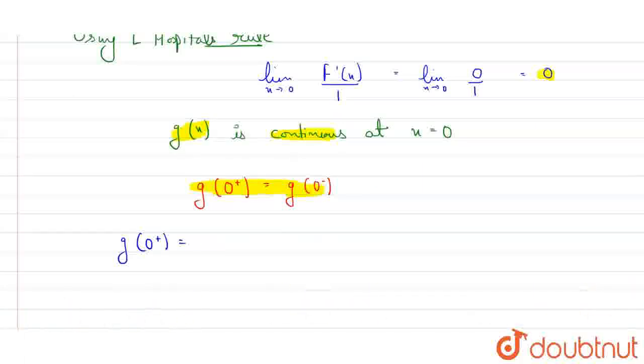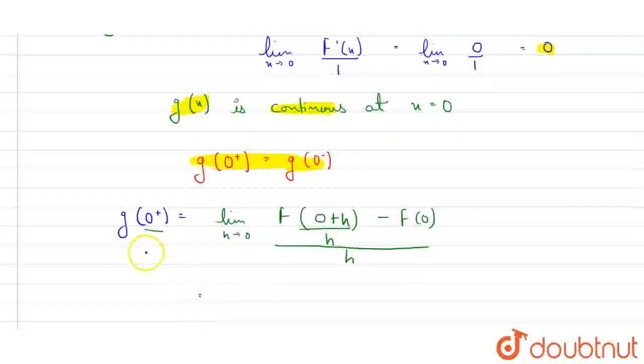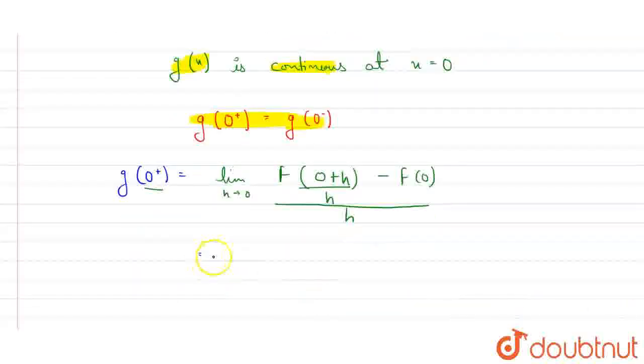We have a direct formula for this. Let me write that formula. It is equal to the limit as h tends to 0 of [g(0 plus h) minus g(0)] divided by h, which is checking whether g(x) is differentiable or not. So the limit as h tends to 0, 0 plus h is h, so f(h) upon h, and f(0) was 0.